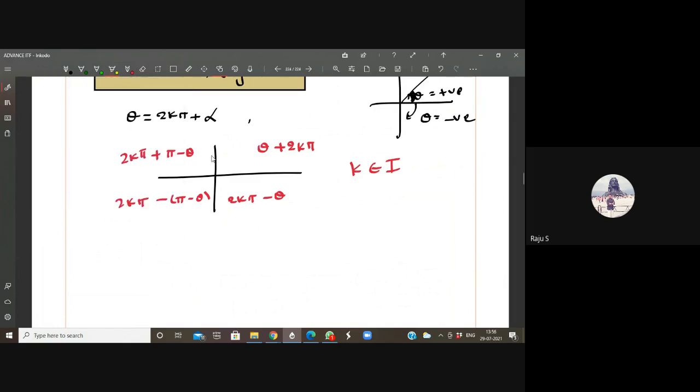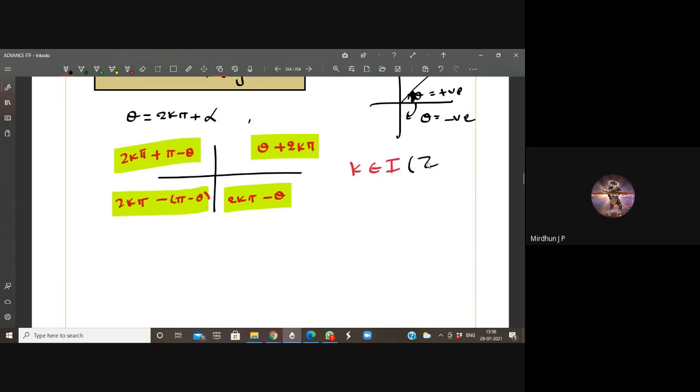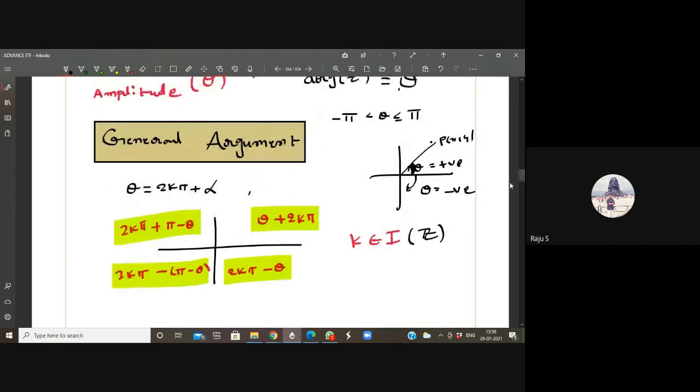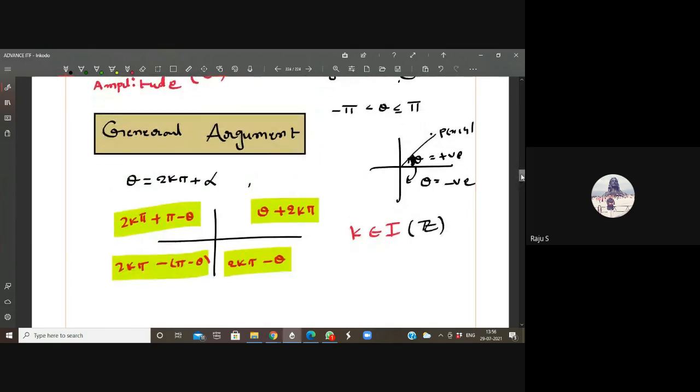Any doubts, friends, still here? Sir, k belongs to capital I. What does that I mean, sir? Capital I is nothing but integer, the set of all integers. Integers can be denoted by capital Z and capital I. This is the general argument. For the principal argument, we just add 2k pi, and the principal argument becomes the general argument. Clear, students? Right.